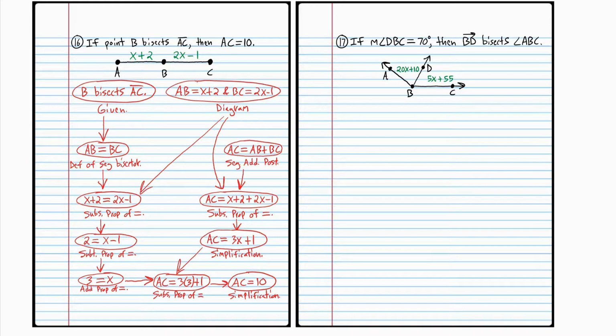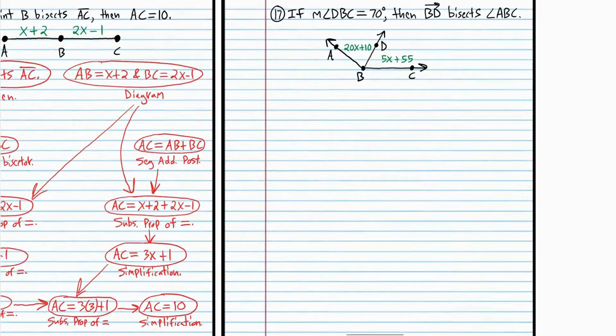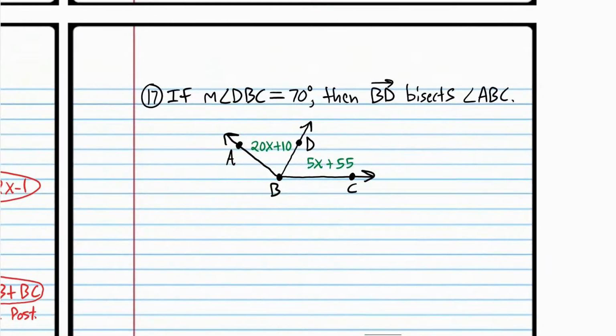All right, we're back. So number 17: if the measure of angle DBC is equal to 70 degrees, then ray BD bisects angle ABC. So that ray bisects this angle.